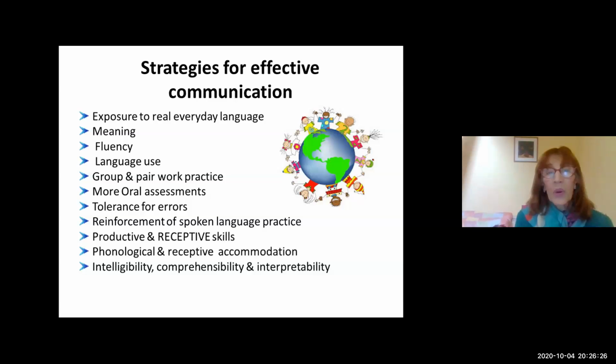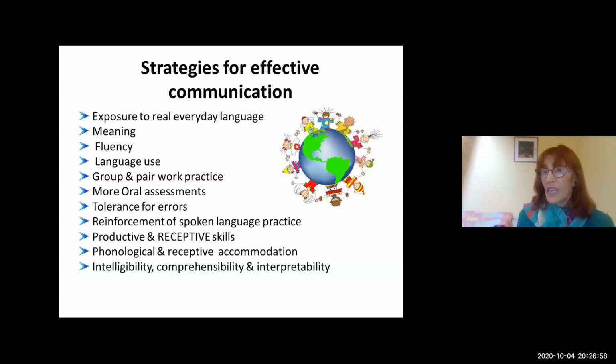Group and pair work practice should be present in the classroom because the students are trying to get effective communication. This means that there are more oral assessments than written tests. As regards errors, well, as I said before, they are welcome because they are opportunities for learning. That's why they are never punished. There is reinforcement of spoken language practice, and all the activities are oral.